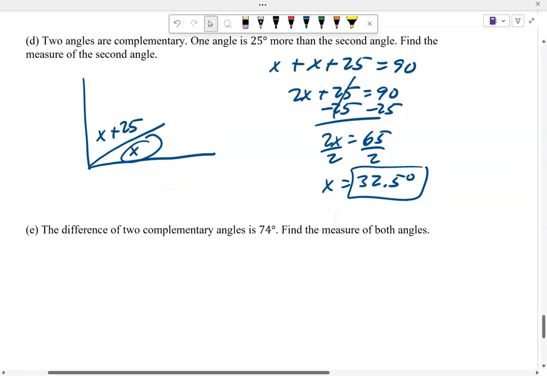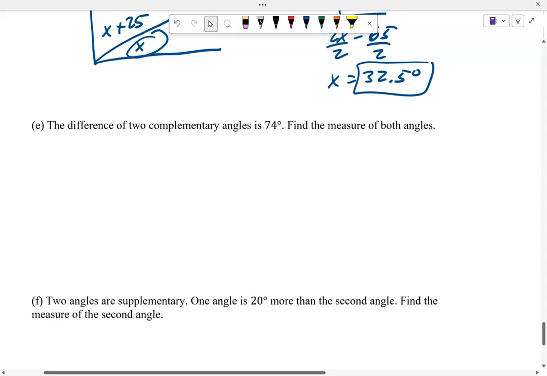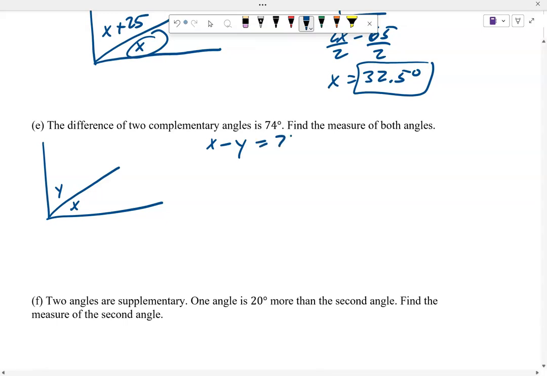Now, how about this next one? The difference of two complementary angles is 74. Two complementary angles, so let's call them x and y. So the difference of these, the difference is 74. Now, we also know both of them added together, because they're complementary, is 90 degrees, right? Find the measure of both angles.